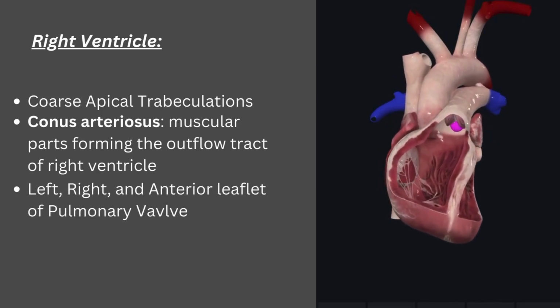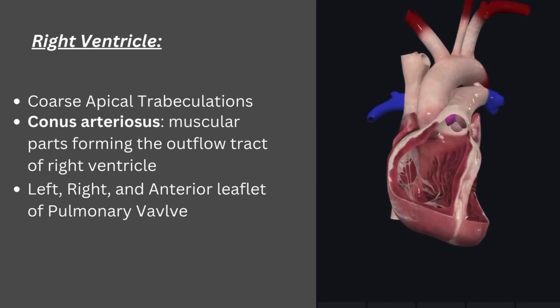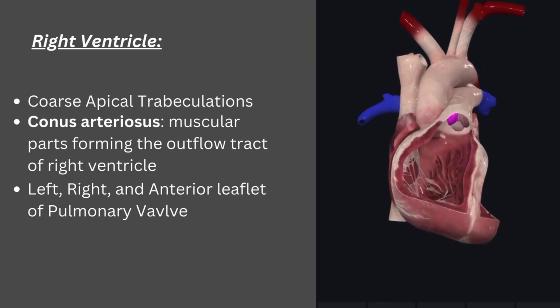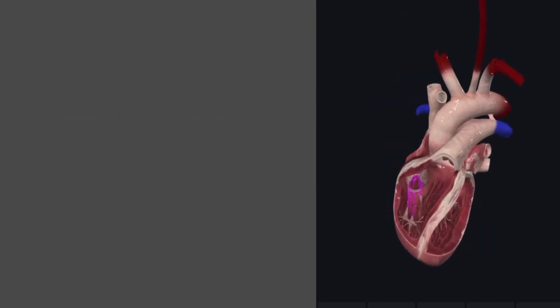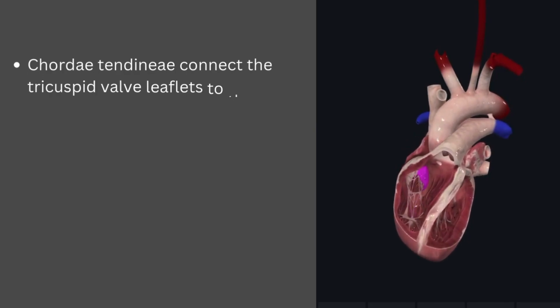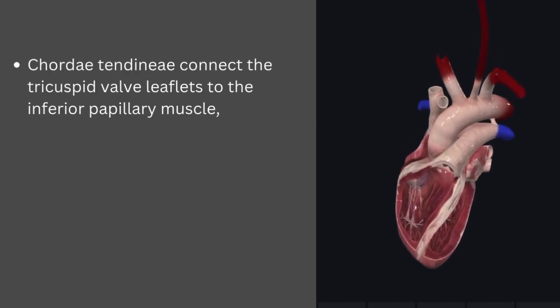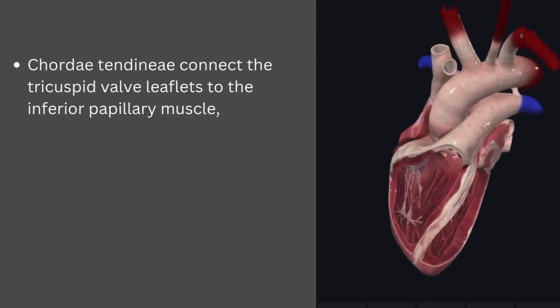Here you'll also see the three leaflets of the pulmonary valve: the left, right, and anterior leaflets. The chordae tendineae connect the tricuspid valve leaflets to the inferior papillary muscle, ensuring proper valve function.